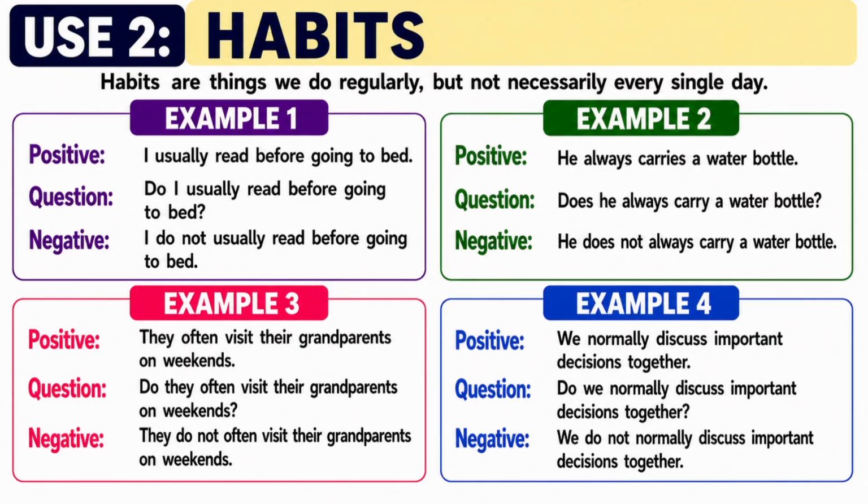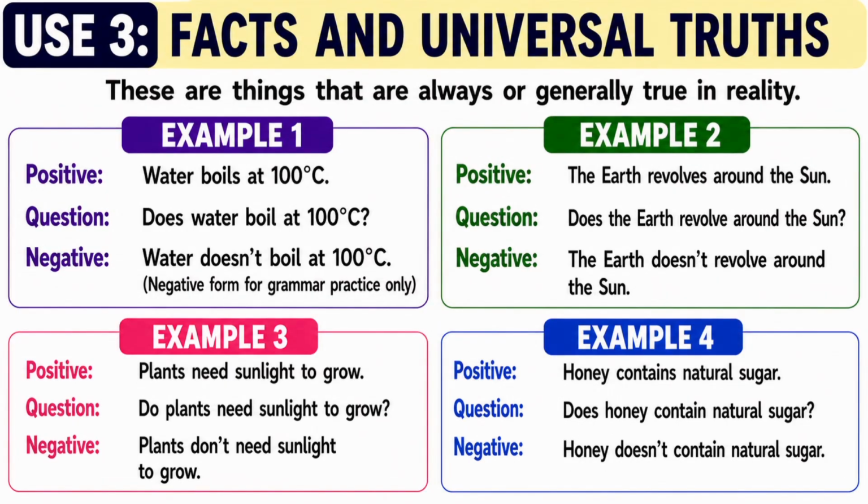Example 4. Positive. We normally discuss important decisions together. Question. Do we normally discuss important decisions together? Negative. We do not normally discuss important decisions together. Now let's look at the third use. The third use is facts and universal truths.